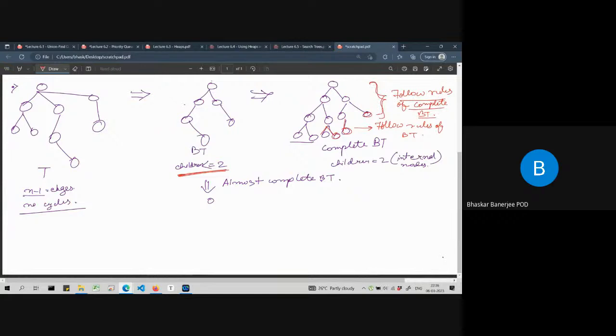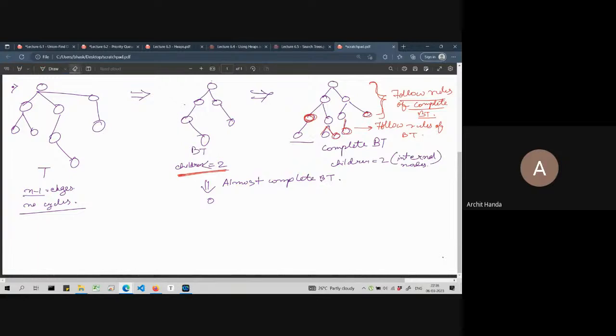Is it clear? Yes, sir. Fine. In the example, the first node has one child, the second one has two children, and the third one has one child. So is that an almost complete binary tree? That's the next point that I was coming to.